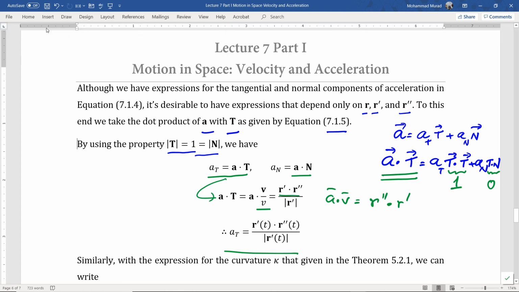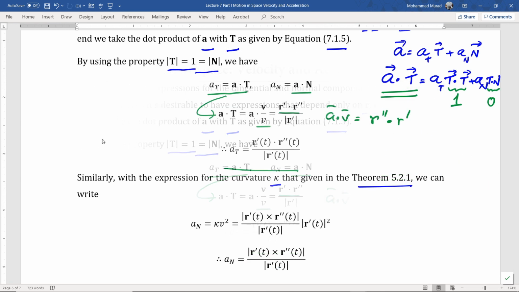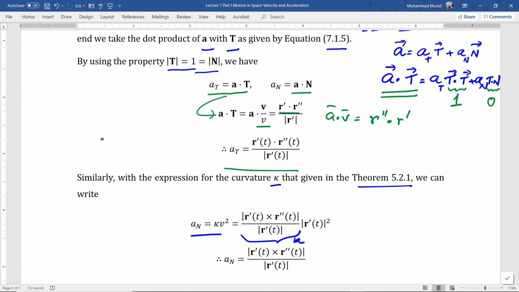Similarly, with the expression for the curvature kappa that is given in theorem 5.2.1 in lecture 5 part 2, we can write a sub n equals kappa v squared, where this expression is the kappa, and this is the v squared. So if we simplify, we get the normal component of the acceleration as shown in the last equation.